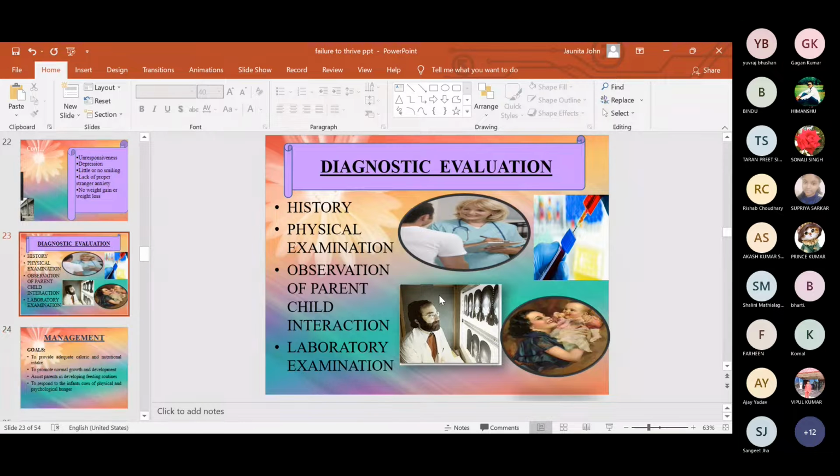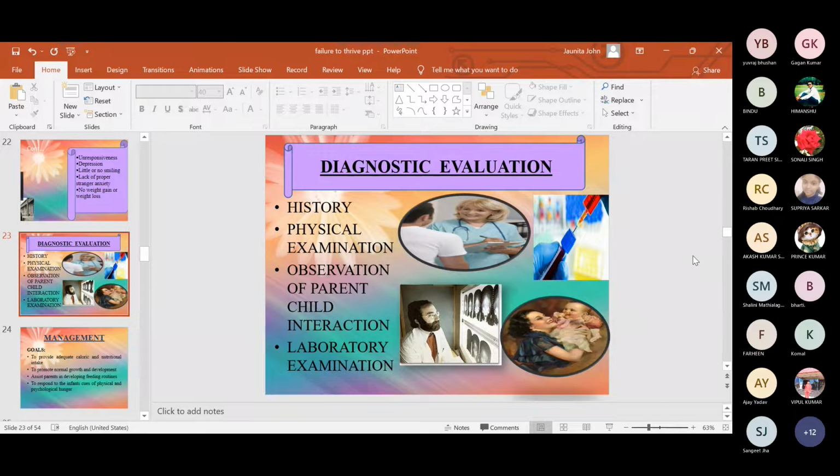Next, these are diagnostic evaluations. First of all, in the diagnostic evaluation, we will be seeing history collection. Very first is diagnostic evaluations where we will be having history collection. You will be asking for the previous history. Why will we ask about the previous history? So that we can get to know the type of organic or non-organic failure to thrive, whether it is because of any medical cause or without any medical condition.